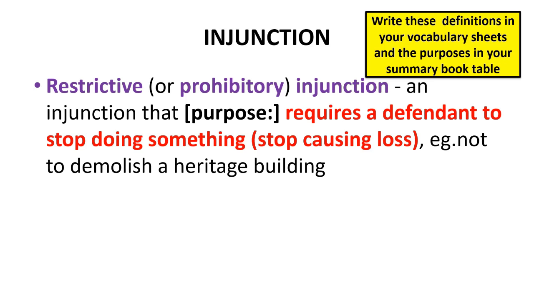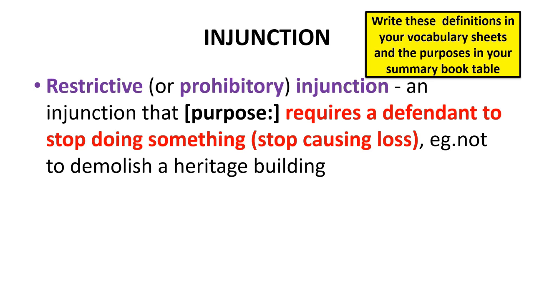In such a case, the council might be able to persuade a court to grant a restrictive injunction, that is, an injunction that stops the developer from demolishing the heritage building. Now, remember that the overarching purpose of civil remedies is to return the plaintiff as far as possible to their original position. Unlike damages, restrictive injunctions do not achieve this purpose through the payment of money, but through ordering the defendant to stop doing something.